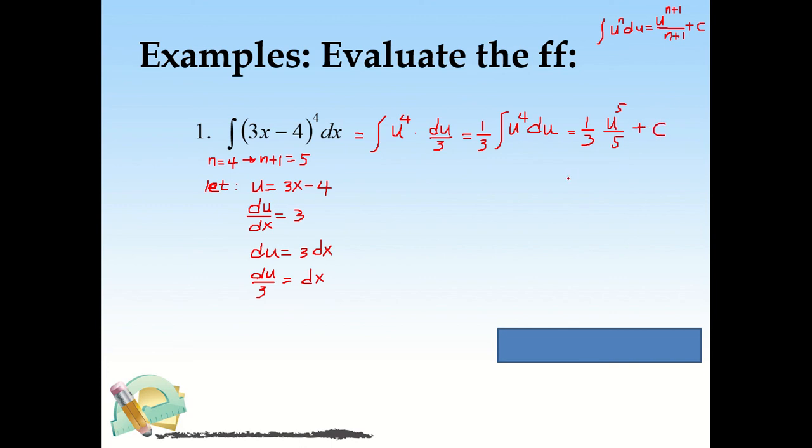Or, I'll put it here, class. We have 1 divided by 3 times u to the 5 over 5, the same as 1 over 5 times u to the power of 5. In other words, you just multiply the numerators, you multiply the denominators. So this becomes 1 over 15 times u to the power 5, then plus c.